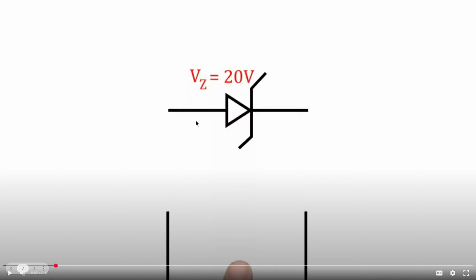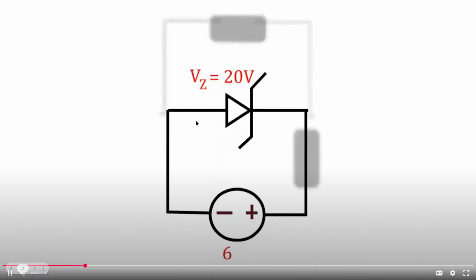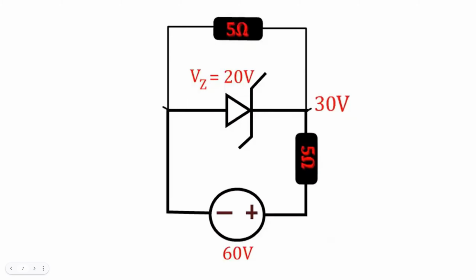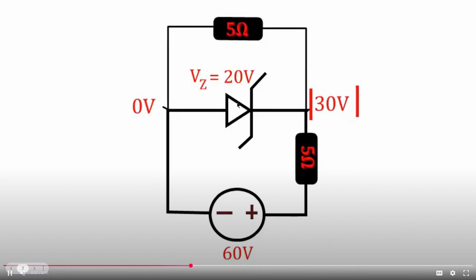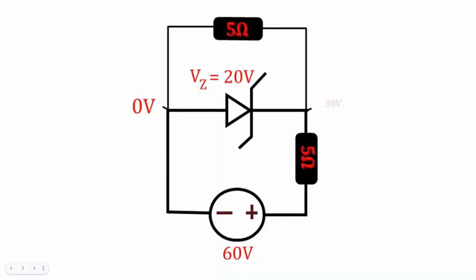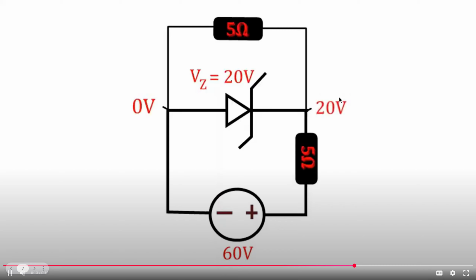So let's take a Zener voltage of 20 volts and we apply 30 volts across it. The Zener diode is activated by the 30 volts, true, but across it we won't get 30 volts, we actually get 20 volts because the Zener voltage is 20 volts. Here is the Zener voltage, which is 20 volts.